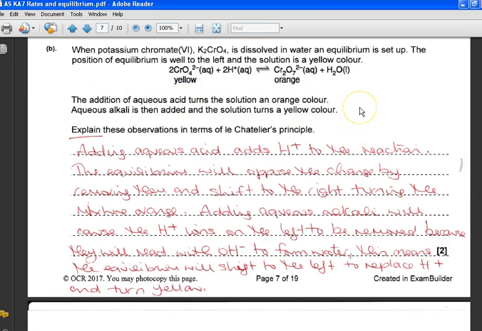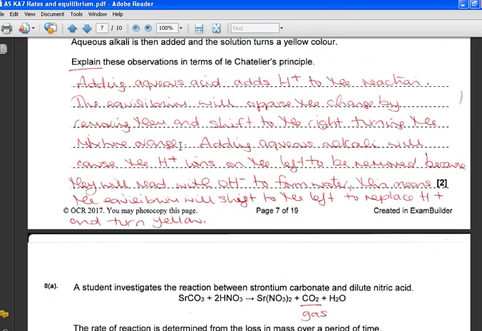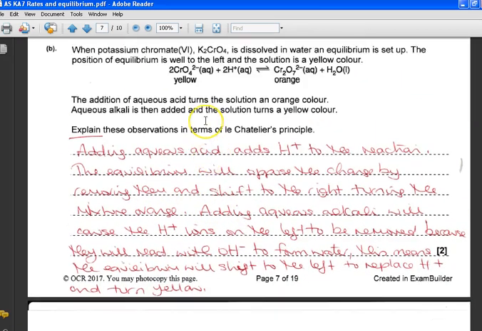The part of the question that not many of you, if any of you, actually got is this: if you add an alkali to this reaction, it will react with H+, thereby removing it and forming water, which means that the equilibrium will shift to the left to replace the H+ that's been taken away, and therefore it will turn yellow. So for this question you need to apply a little bit of extra knowledge of your understanding of acids and alkalis.